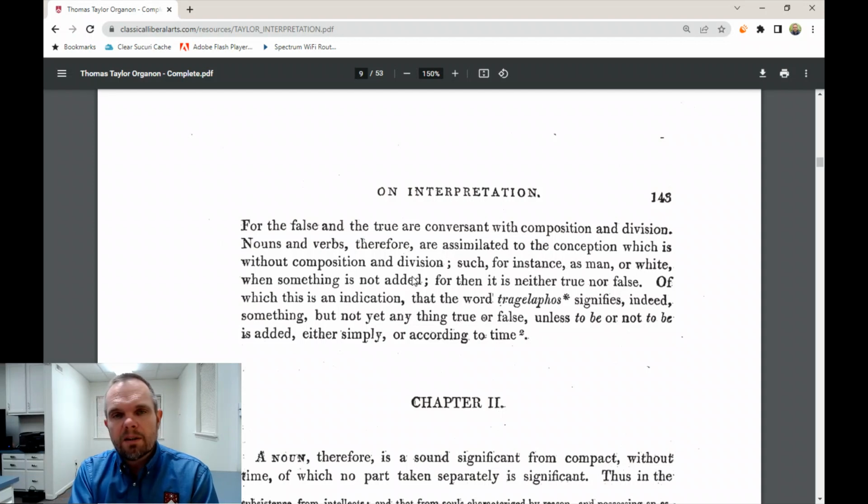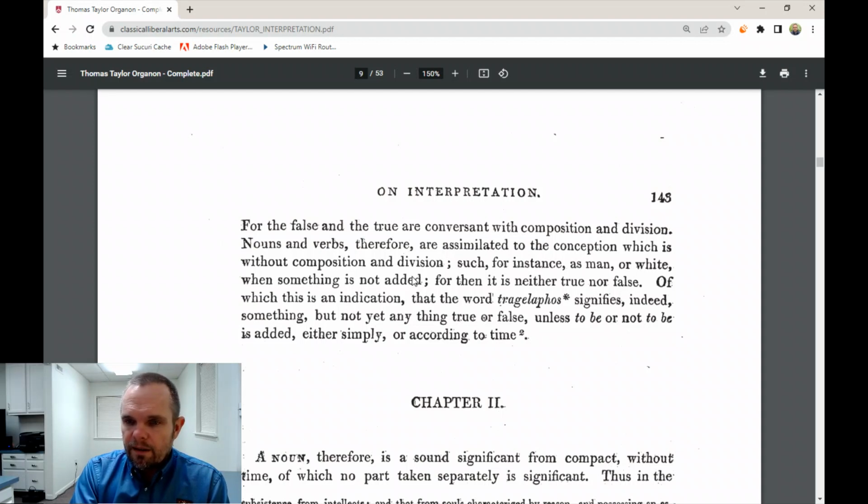The composition that causes something to become true or false is a certain kind of composition. It's not just sticking names together, but sticking certain kinds of names together in a certain way where we produce a judgment, and then that judgment becomes true or false. So tragelaphos is used as an example of the fact that we're not just talking about sticking nouns together and that produces truth or falsehood. It's not that simple. It's a certain kind of composition and division that produces truth and falsehood. It's judgment that produces truth and falsehood.